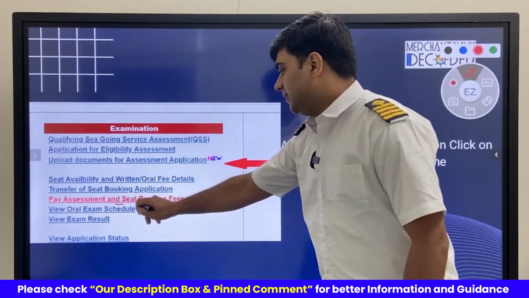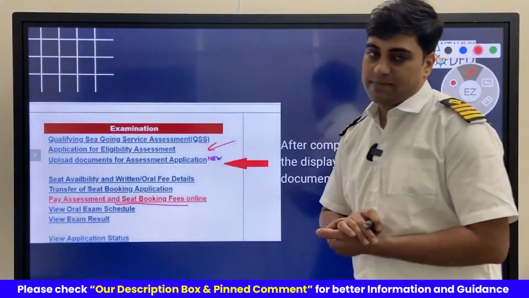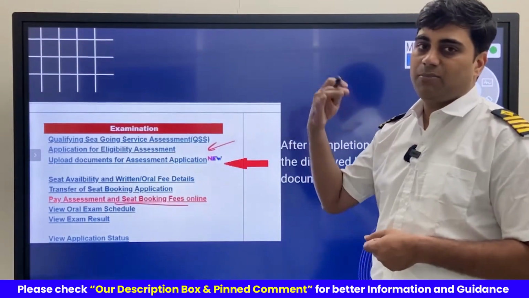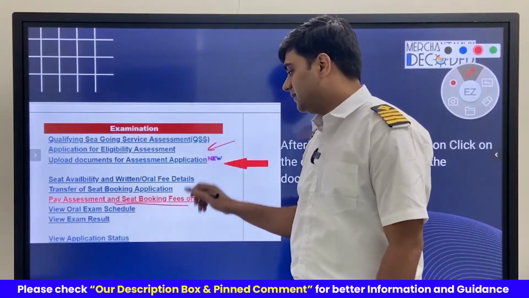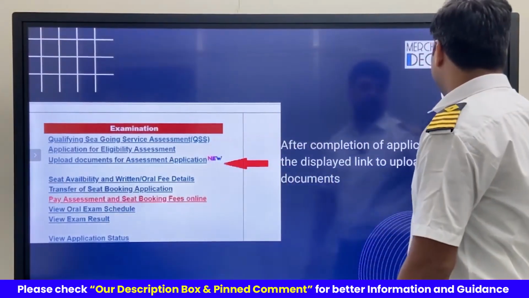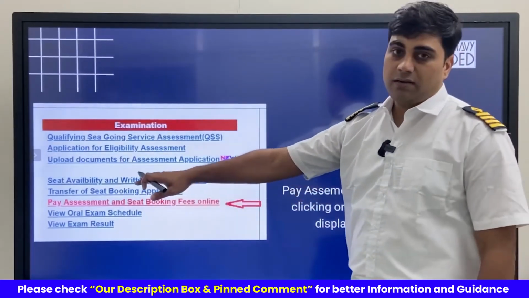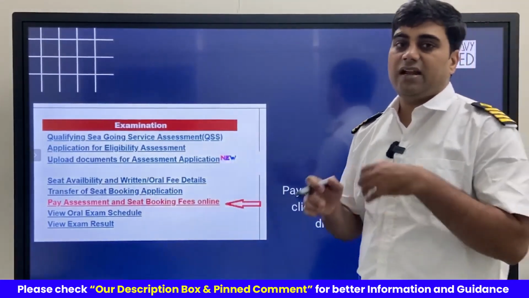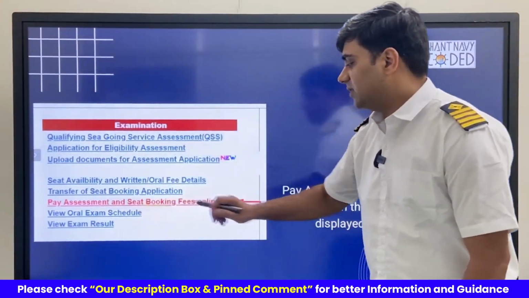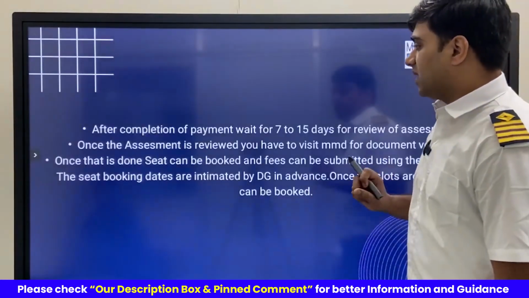after that, of course, once we have done the application, we need to upload the documents. They will give a link and we upload all the documents. After that, once that is done, we can pay the assessment fee. Once our assessment file is approved, after that we can pay for the seat booking as well, right? So this is there.